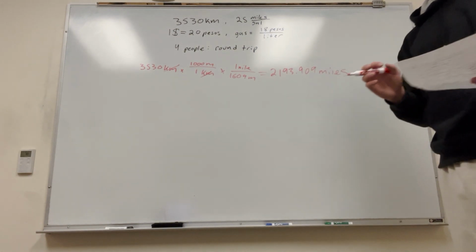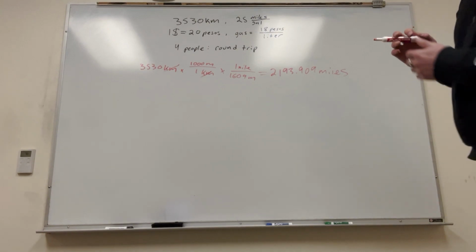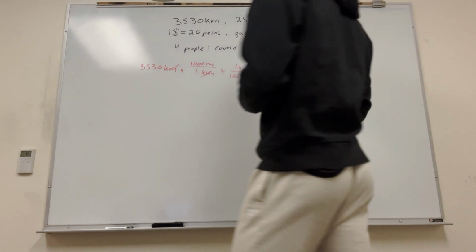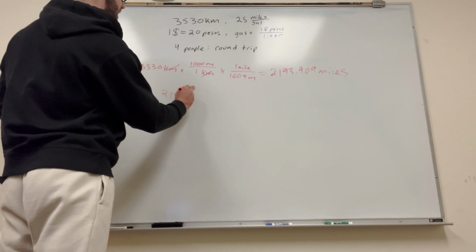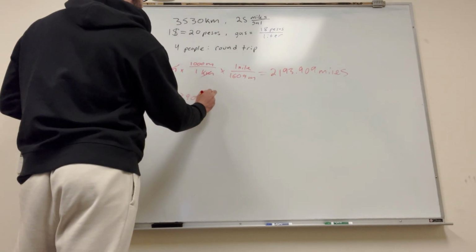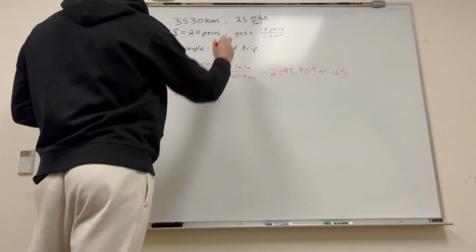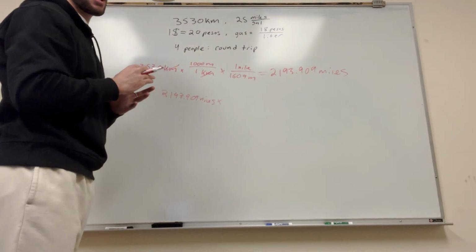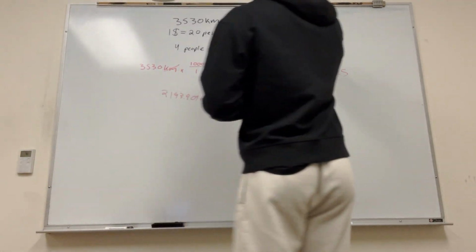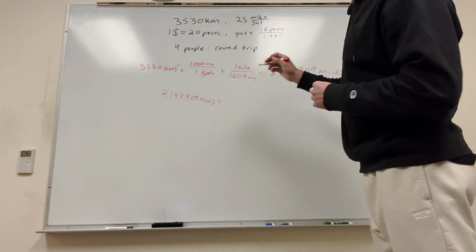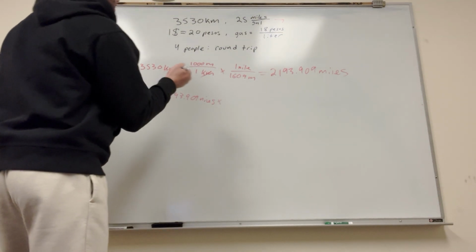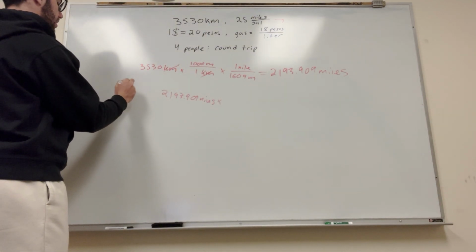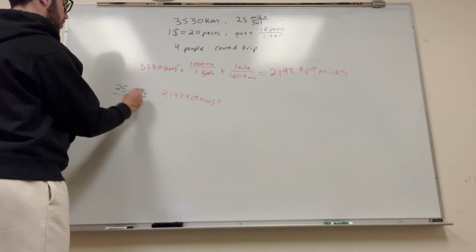Okay, so now that we have the miles, let's find out how many gallons we go. So if we go 2,000 miles or whatever, 2,193.909 miles, and then we multiply it by, so we have 25 miles per gallon. You can write this as, that's going to be the glare, isn't it? Yeah, okay. So this is basically, let me write this as a separate number. 25 miles per 1 gallon.